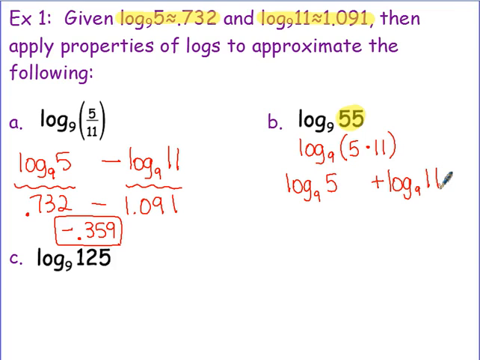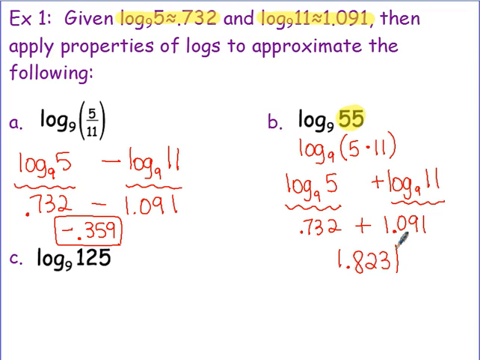Now we're going to do the exact same thing we did over here. Log base 9 of 5 is 0.732 plus log base 9 of 11 is 1.091. Pick up a very simple calculator, type in that addition problem, and you should get 1.823. So this one, we had to do an extra step. It wasn't in the form we needed. We had to change it from a whole number to a multiplication problem. So let's look at the next one.